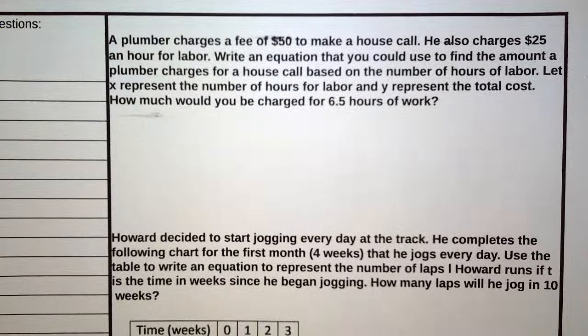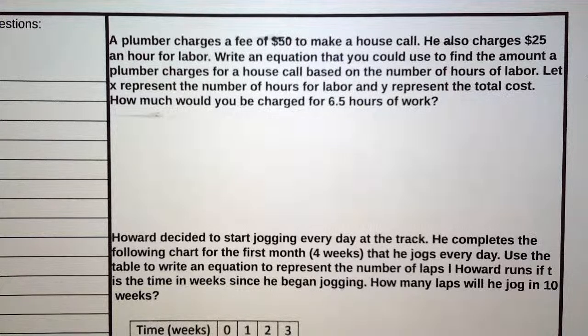Okay, we're going to talk about a plumber. Remember, the cost to have work done can get really expensive. A plumber charges a fee of $50 to make a house call. He also charges $25 an hour for labor. Write an equation that you could use to find the amount that a plumber charges for a house call based on the hours of labor. Let X represent the hours of labor and Y represent the total cost.